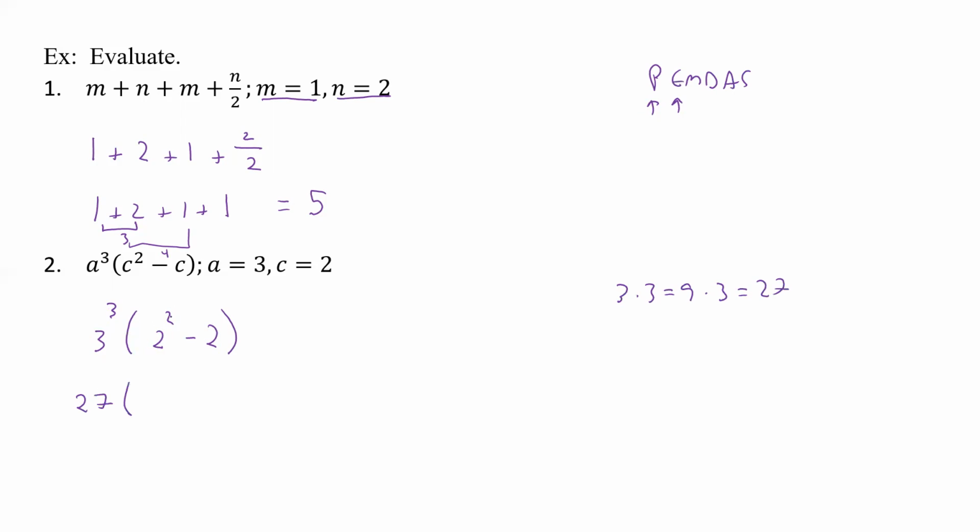And here we have 2 squared is 4 minus 2. Well, now we do our parentheses. 4 minus 2 is 2. So we have 27 times 2. And so that should give us 54.